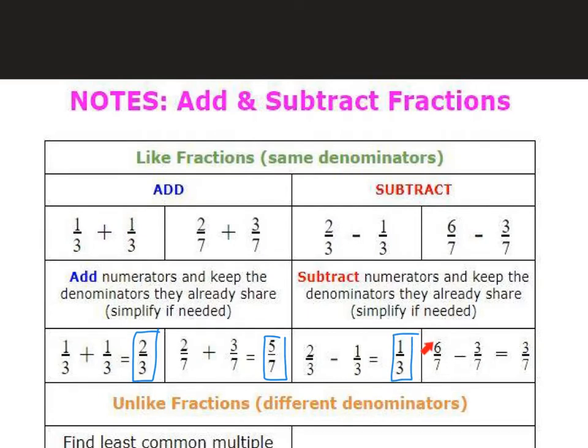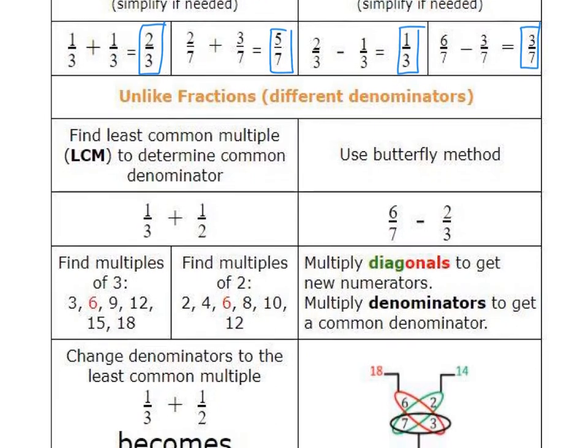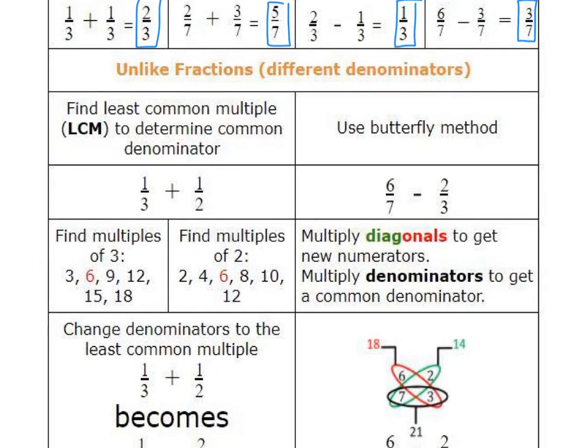Now here, 6/7 minus 3/7, the denominators are the same, good. So 6 minus 3 gives you 3. Keep the denominator of 7, and that is simplified. So that's what you do when you're adding or subtracting with like fractions, meaning they have the same denominator. But then when you get to unlike fractions, there's a little bit extra that you'll need to do.